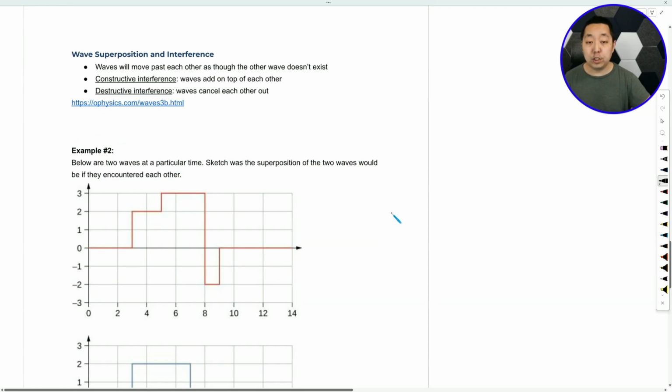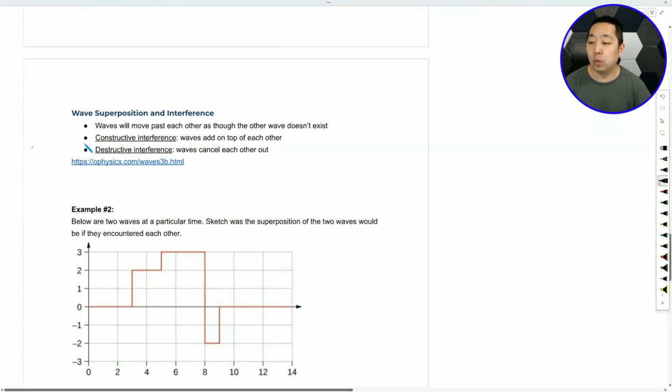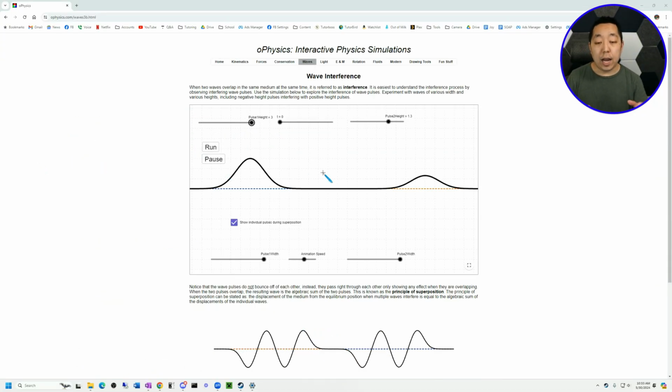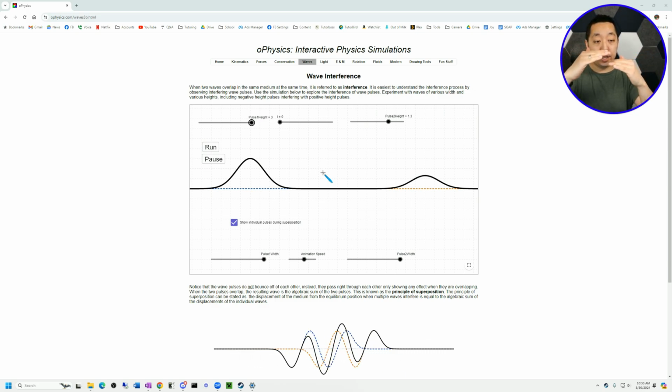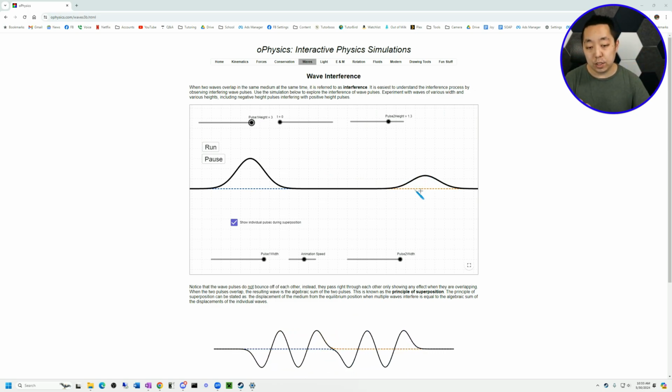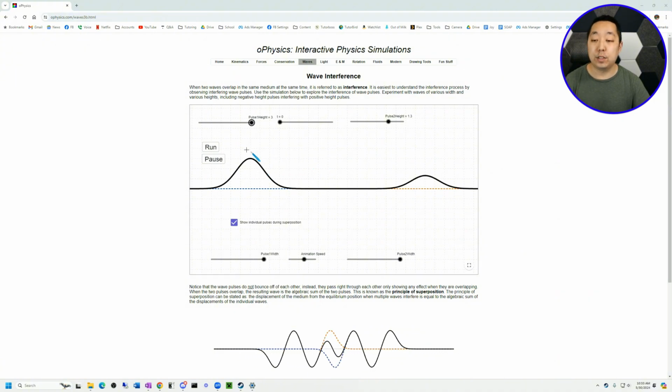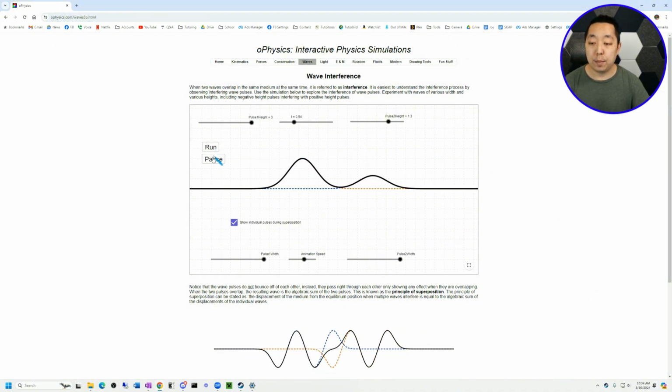Now let's talk about wave superposition. This is a very common thing, and I'm going to pull up this demo to help illustrate what's going to happen here. The idea is that when waves pass through each other, they may add. So this wave is traveling to the left. This wave is traveling to the right. So let's run it and see what's happening here.